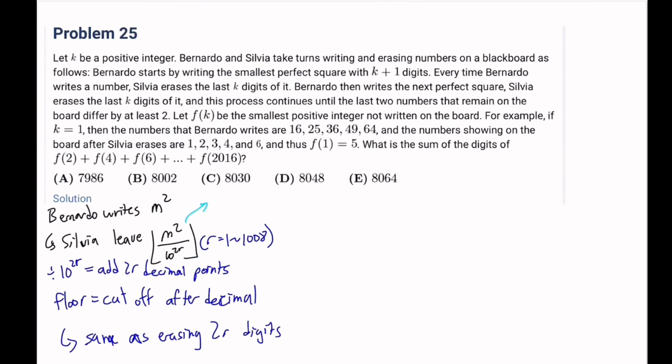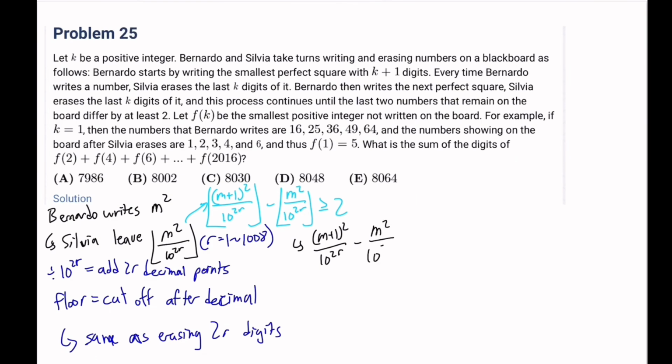And then since their numbers have to differ by at least 2, the next one is going to be floor of (m plus 1) squared over 10 to the 2r, minus floor of m squared over 10 to the 2r. This is going to be greater than or equal to 2. And since these are floors, we just know that the things inside of them differ by at least 1. So (m plus 1) squared over 10 to the 2r minus m squared over 10 to the 2r has a difference of at least 1.